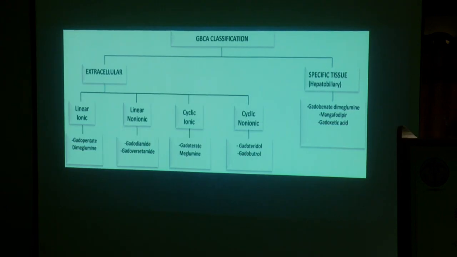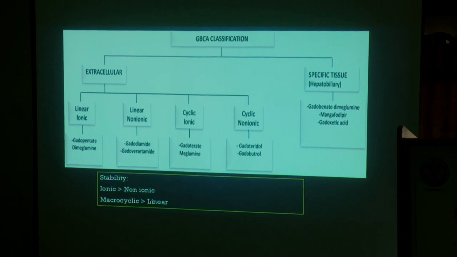So this is the classification of gadolinium based contrast agents. This has to be remembered, and then the question may proceed to which one is more stable. So for stability, ionic is more stable than non-ionic, and macrocyclic is more stable than linear. This has to be remembered. Ionic and macrocyclic are more stable.